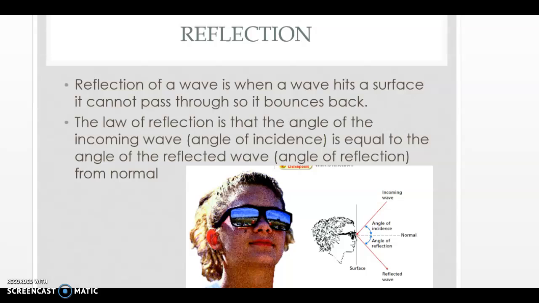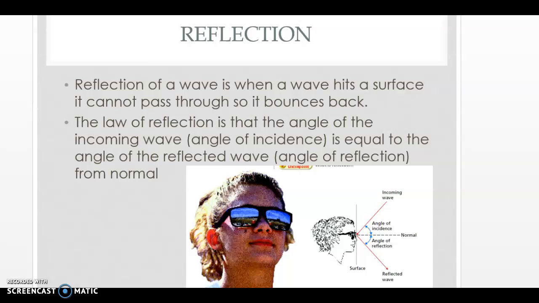Reflection is when something hits a surface, it cannot pass through, and it bounces back. We've talked about reflection before. But with waves, this image is showing light waves because it's hitting off the girl's sunglasses. With any sort of reflection in waves, the law of reflection is this: the angle of the incoming wave, which we call the angle of incidence, is equal to the angle of the reflected wave, which is the angle of reflection.